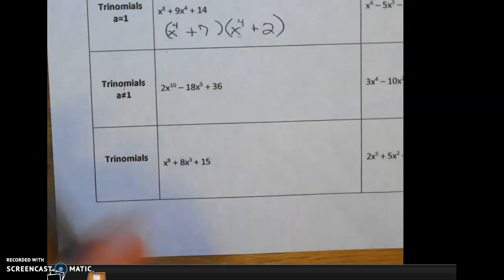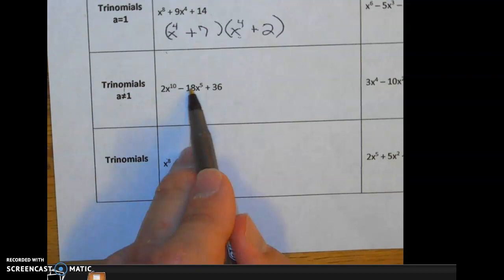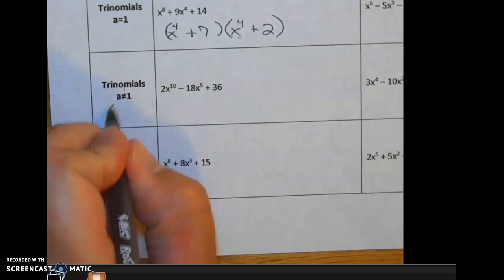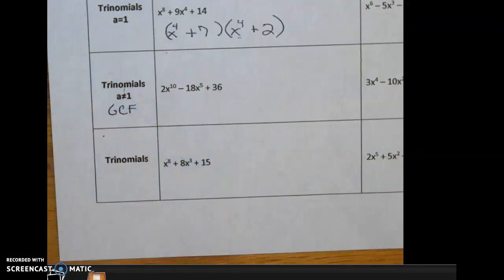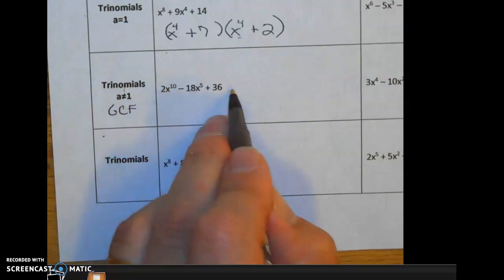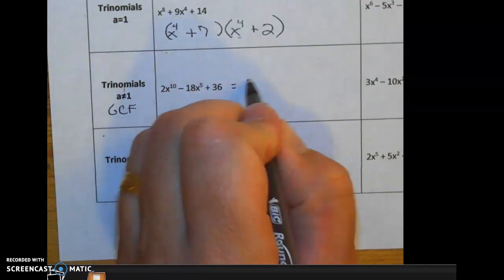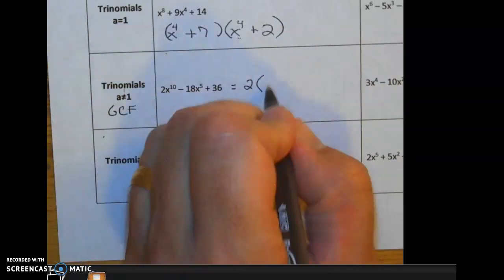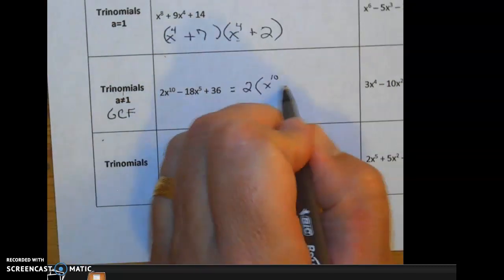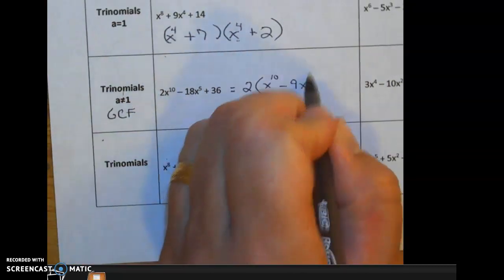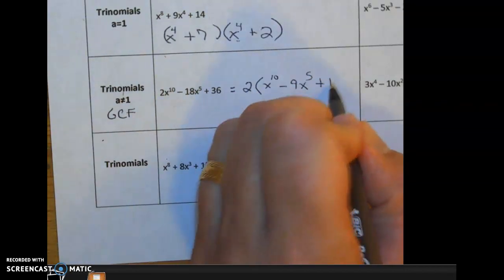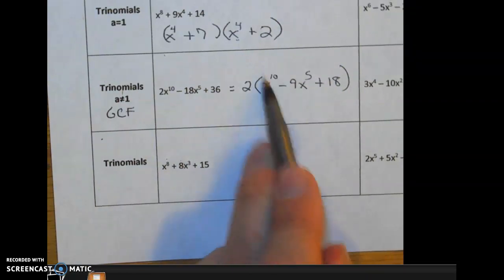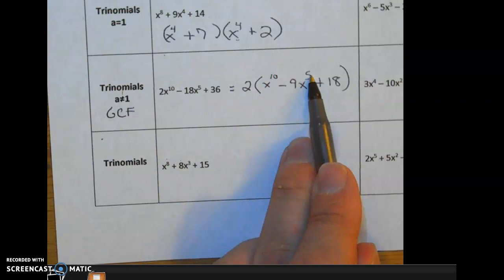Okay, so here's an example. Right away, we're looking at the a is not 1, but notice they're all divisible by 2. So we can factor out a greatest common factor, which would be 2. They're all divisible by 2. So remember, factoring means to divide. So dividing, we get x to the 10th minus 9x to the 5th plus 18. Okay, so we have a quadratic pattern here. 10 is even, and the next power is half. Half of 10 is 5.